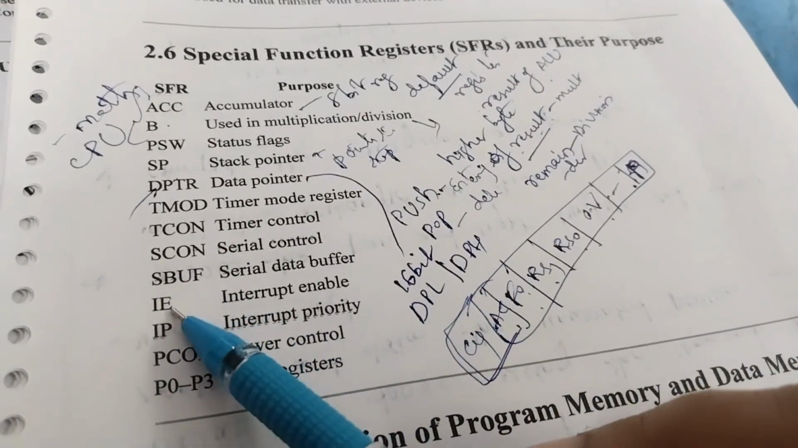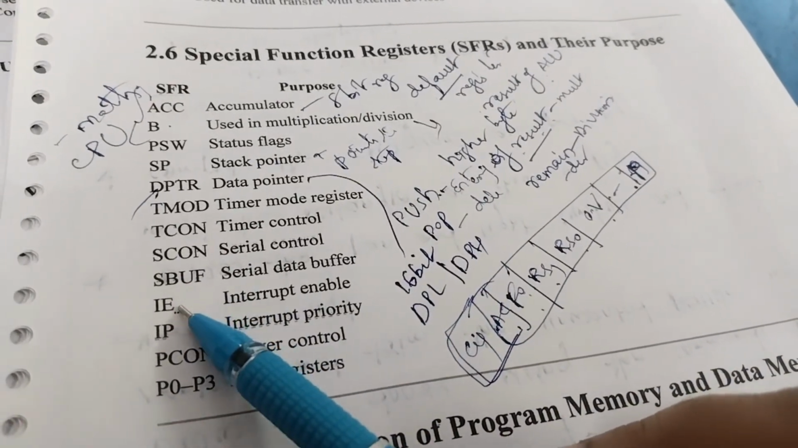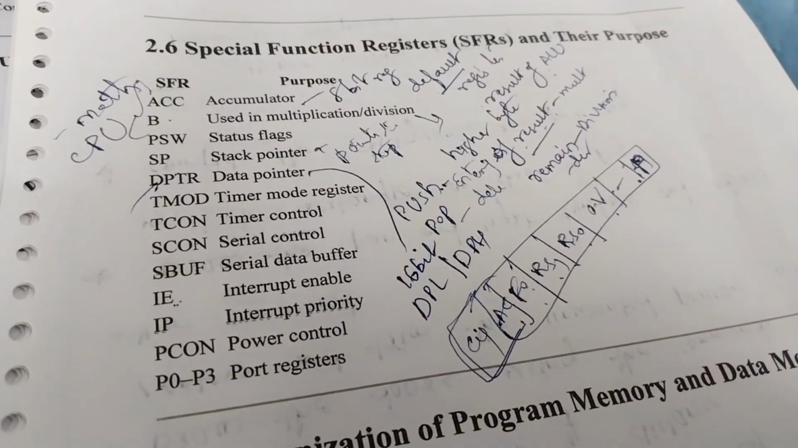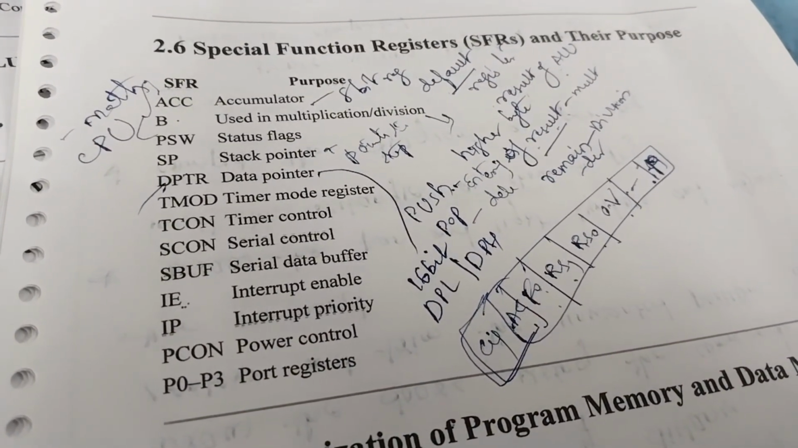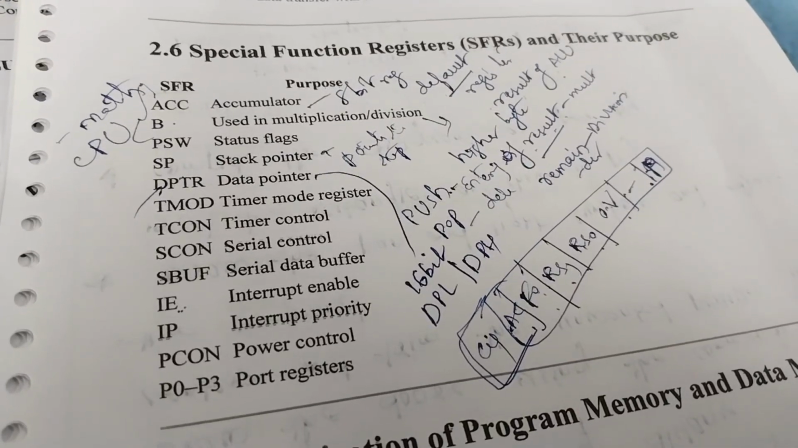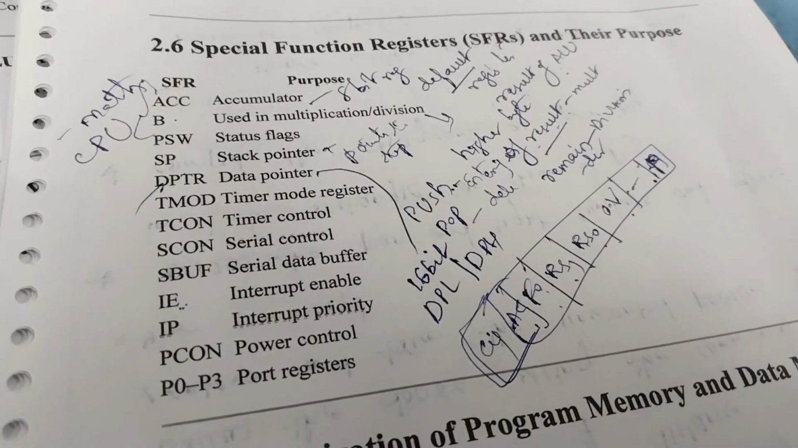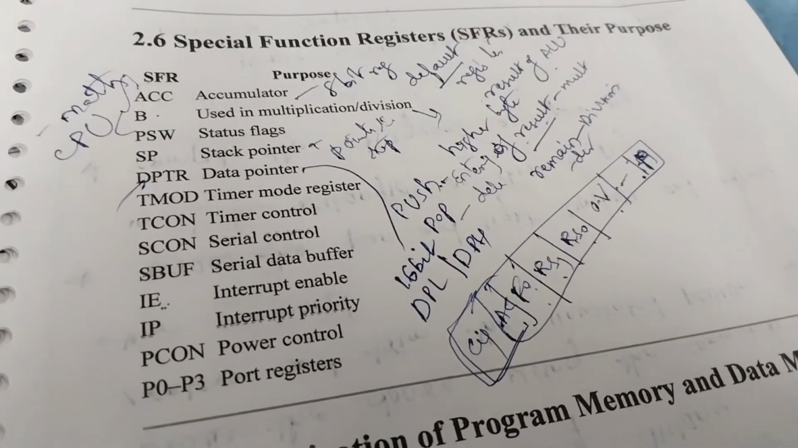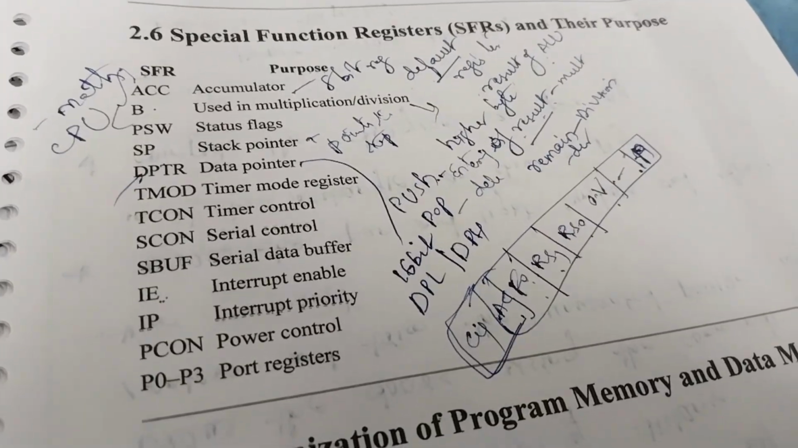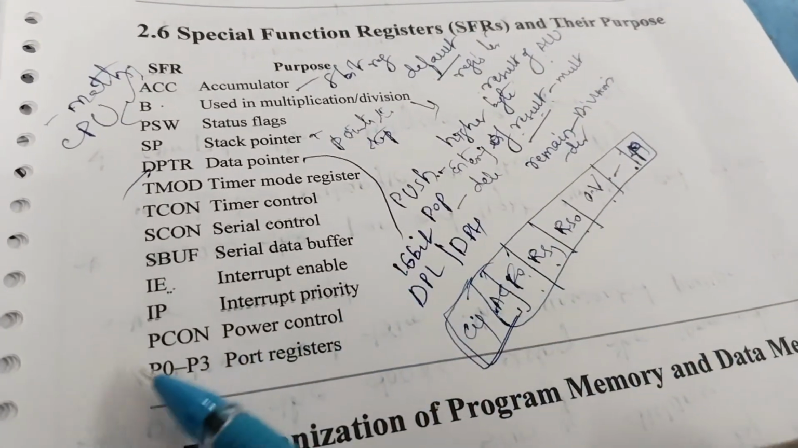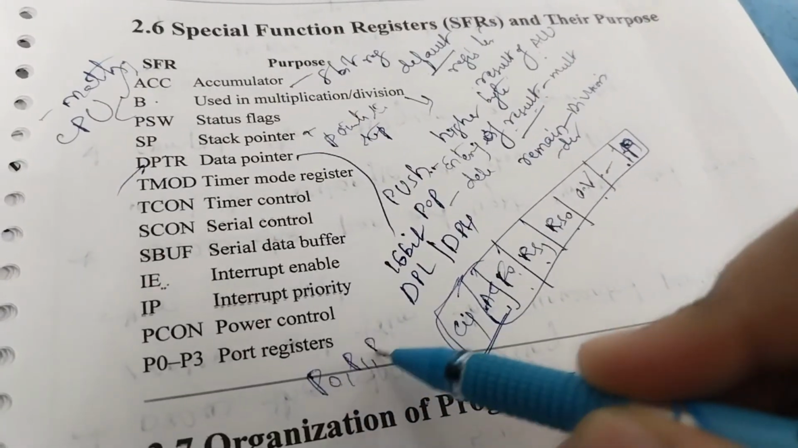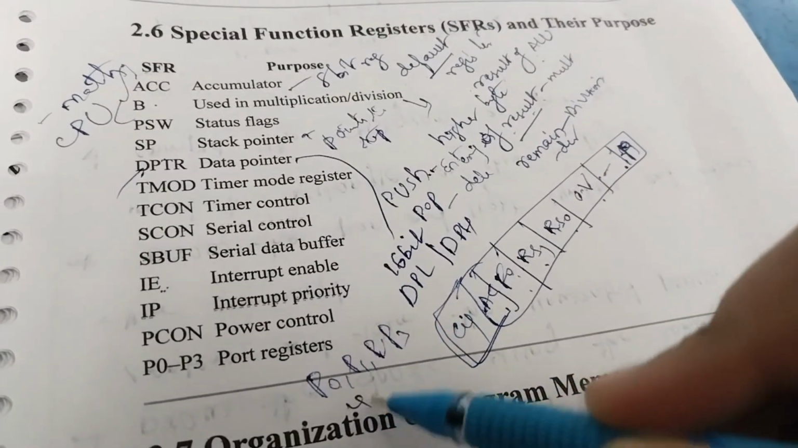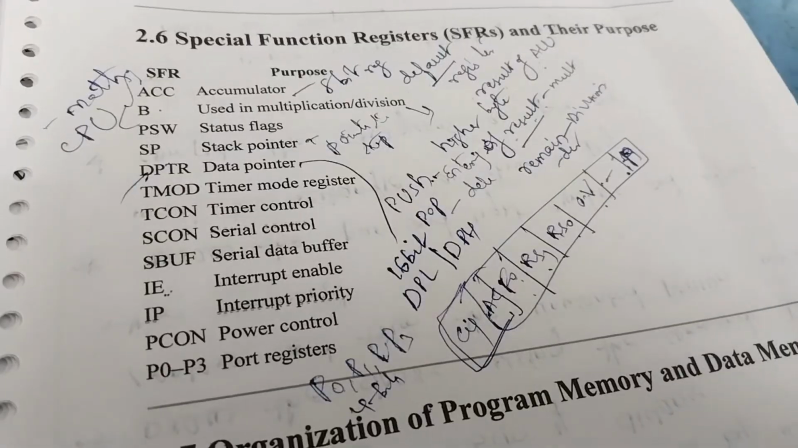Two registers are reserved for interrupts, that is interrupt enable and interrupt priority. IE and IP, these two registers are used to manage the interrupts, to handle the interrupts. And next we have power control, PCON. So this is used to control the power of the microcontroller. And the last, it has 4 ports, P0, P1, P2 and P3.